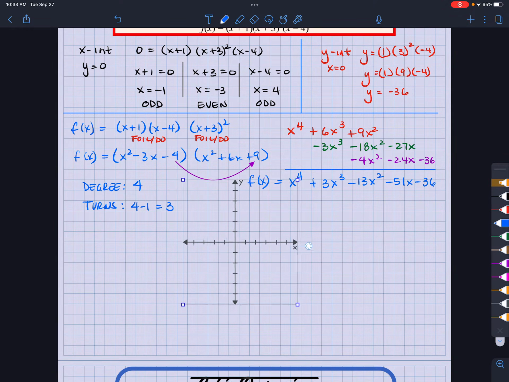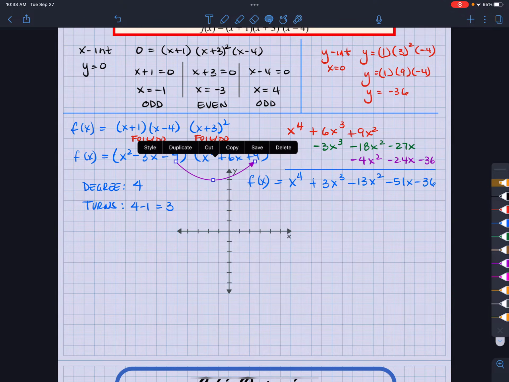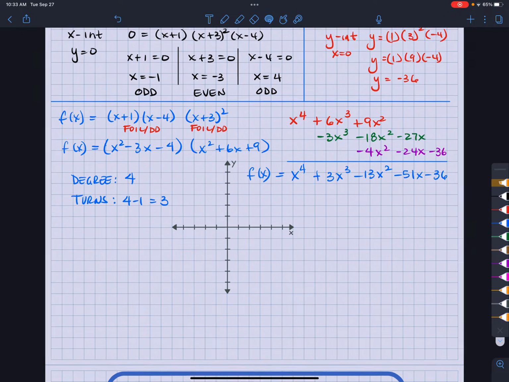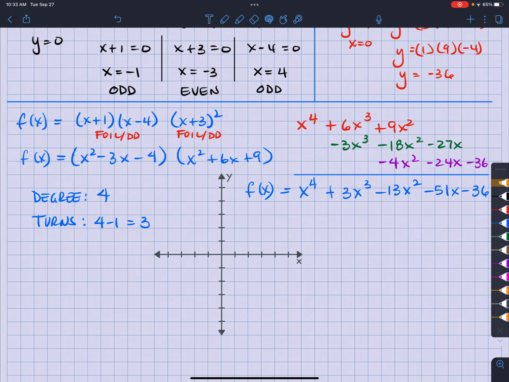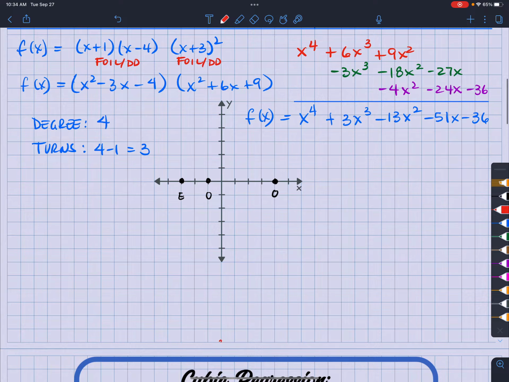There's not going to be a sufficient graph, so let me go ahead and do this here. All right. So I have my zeros at -1, at -3, but this is even, this is odd, and at 4, and this is odd. I have my y-intercept at -36, so it's somewhere down here. I know it's not drawn to scale, but it's okay.